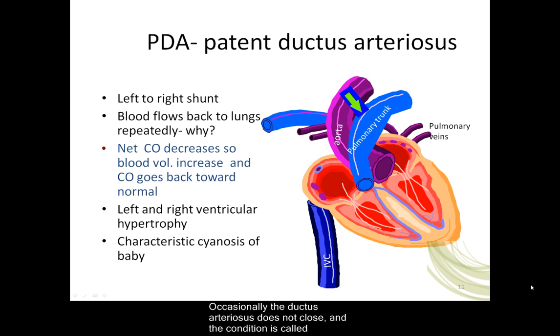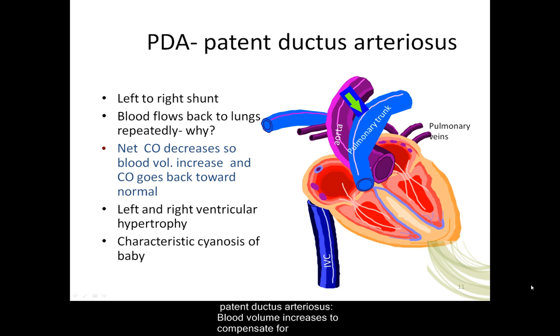Occasionally, the ductus arteriosus does not close, and the condition is called patent, or "opened," ductus arteriosus. With patent ductus arteriosus, the high pressure in the aorta forces blood through the open ductus arteriosus and into the pulmonary artery, and this is why we call it a left to right shunt. As such, the blood recirculates several times through the lungs.